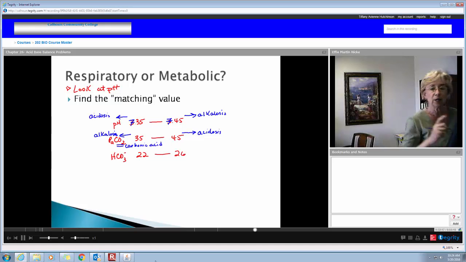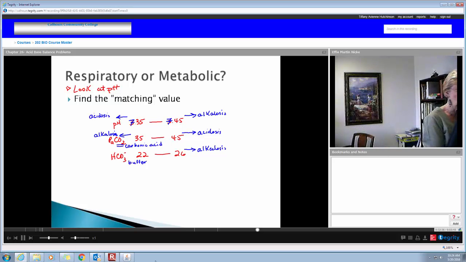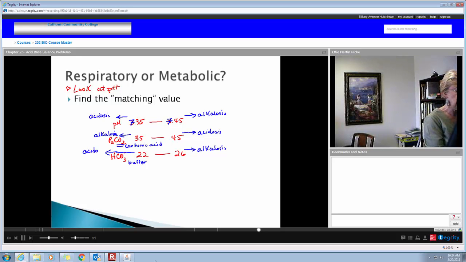All right. Now let's look at the buffer, the bicarbonate, your buffer. If you have a lot of buffer, if you have more than 26 milliequivalents, you're going to have the problem of alkalosis. If you will say this to yourself every time, and you will write this every time, you will not miss these problems. If your buffer is lower than 22, then you could have a possibility of going into acidosis.